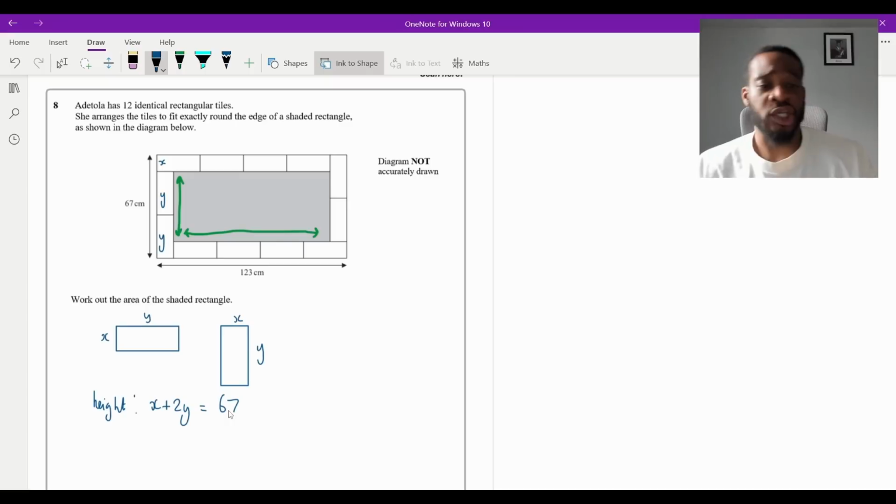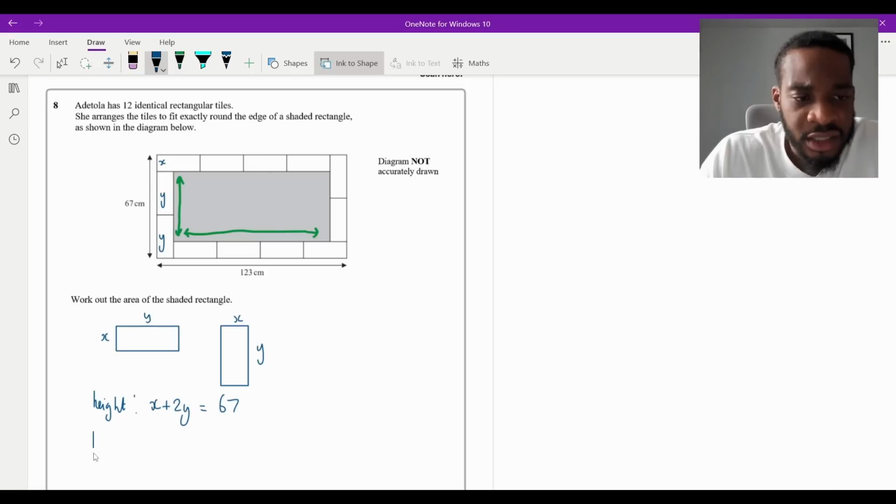I need to form another equation. I can do that with the base, and then that means we'll have a simultaneous equation. So the base with that, if I do this here, that is going to be a y, that is going to be a y, and that is going to be a y. Oh no, it's not. No, it is, because I'm looking at the base.